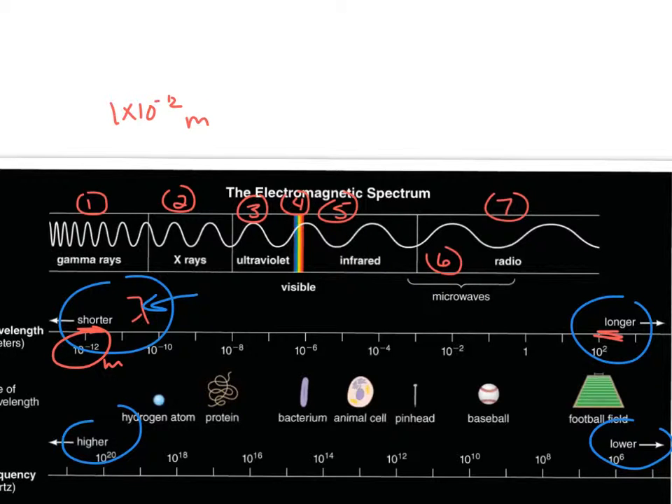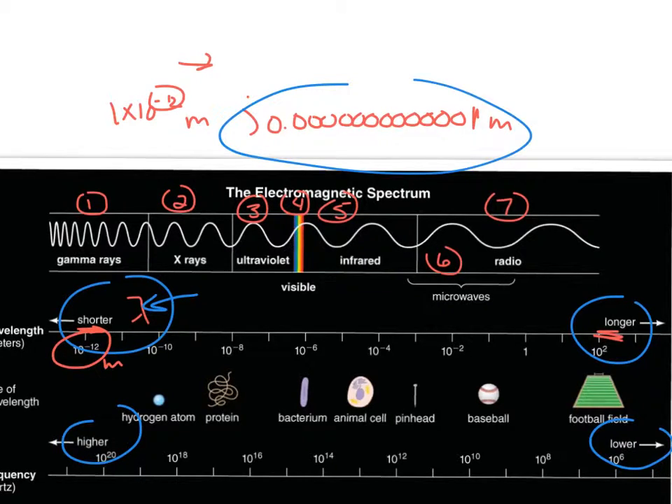I think we talked a little bit about scientific notation. What that means is I basically need to write 0. and move the decimal place over 12 places that way: 1, 2, 3, 4, 5, 6, 7, 8, 9, 10, 11, 12, and then the number 1, meters. So that's how small a fraction of a meter the wavelengths of gamma rays are. That is so cool.